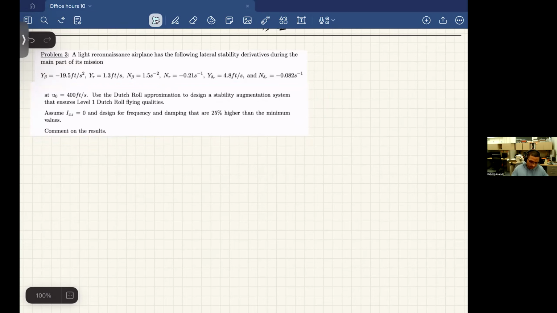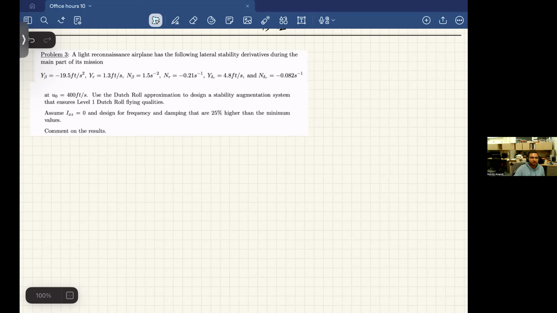So the next question says a light reconnaissance airplane has the following lateral stability derivatives during the main part of its mission. Some values are given. I've always told you not to look at the values first. At U naught 400 feet per second, use the Dutch roll approximation to design a stability augmentation system that ensures level 1 Dutch roll flying qualities. Assume I_xz equals 0 and design for frequency and damping that are 25% higher than the minimum values. Comment on the results.